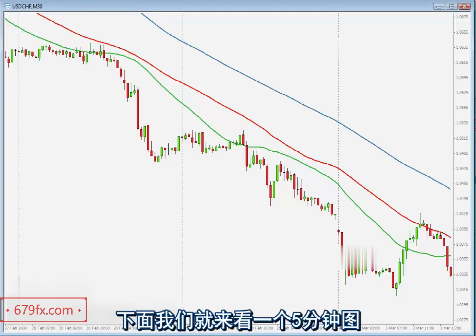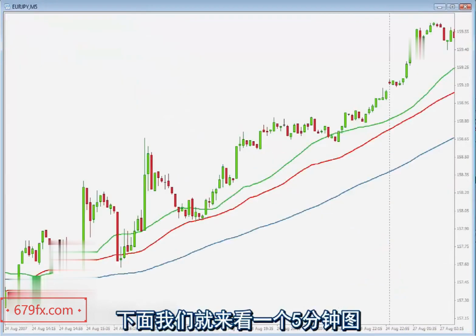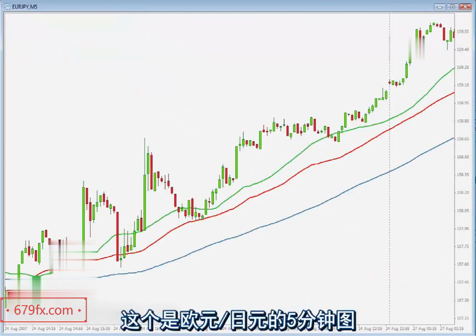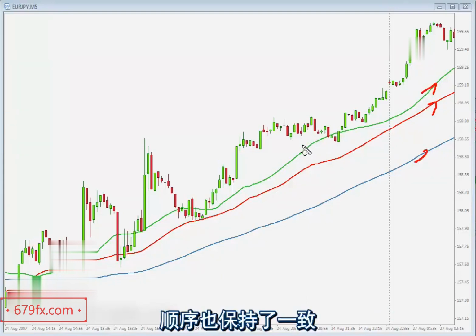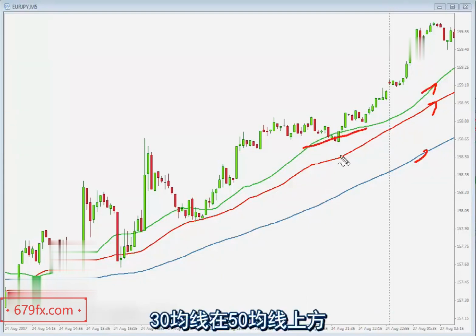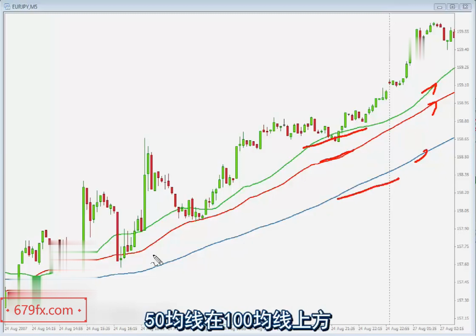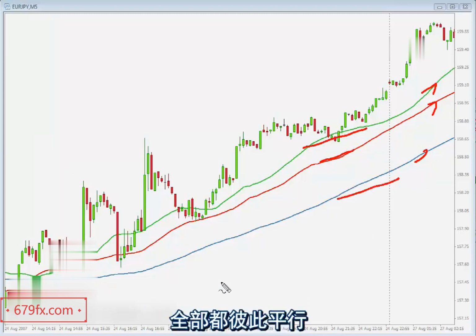Now let me show you a 5-minute chart. In this case it is the euro against the Japanese yen. On the 5-minute time frame, we can clearly see how the moving averages are plotting as I like them to be, all of them pointing in the same direction, all of them in order, the 30 above the 50 and the 50 above the 100. They are all parallel to each other.